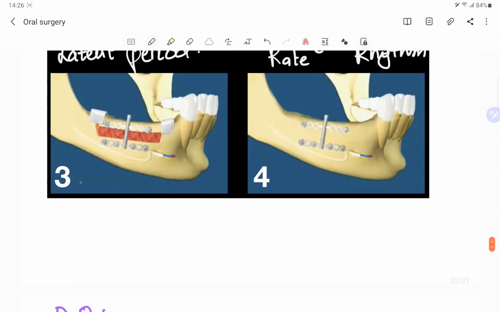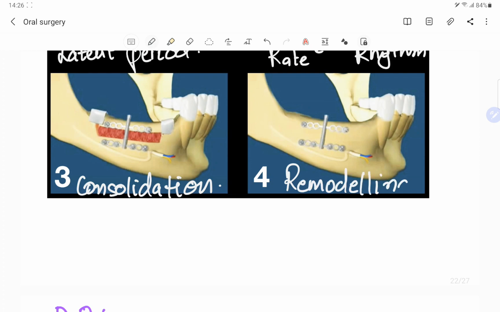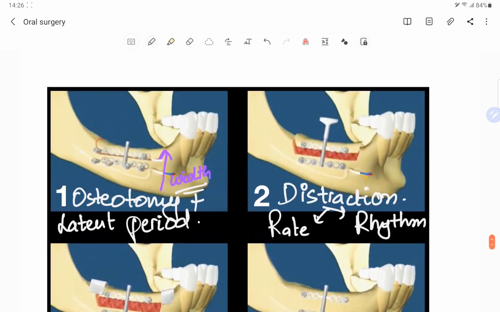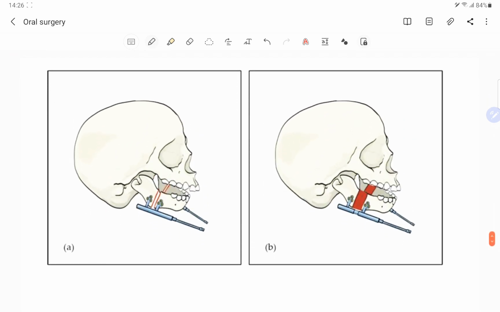That period is known as consolidation, wherein there is no movement of the bone occurring. And then the last phase we have is the remodeling of the bone. So basically what we are doing is separating the two bone fragments.